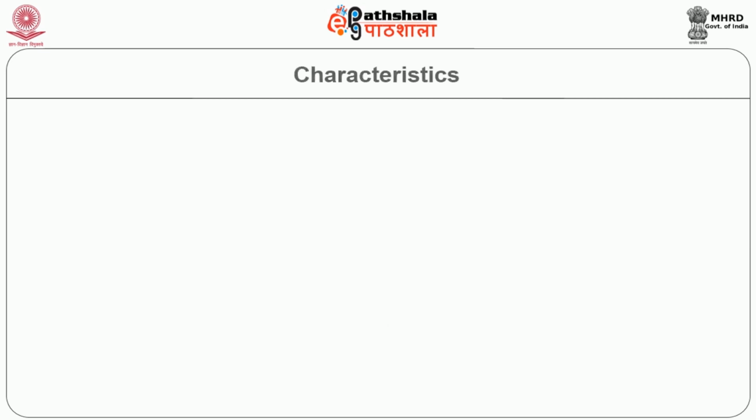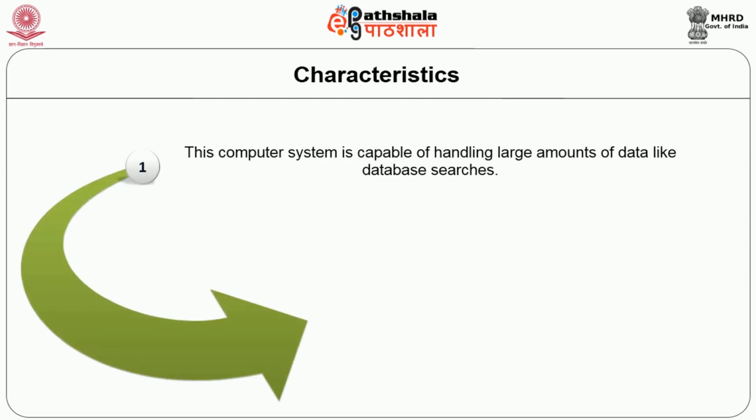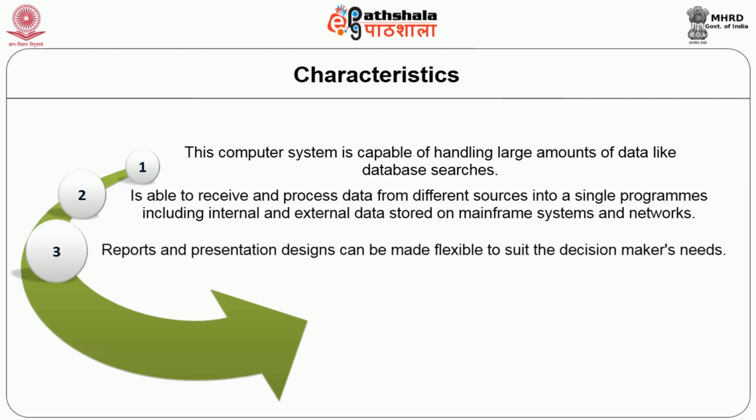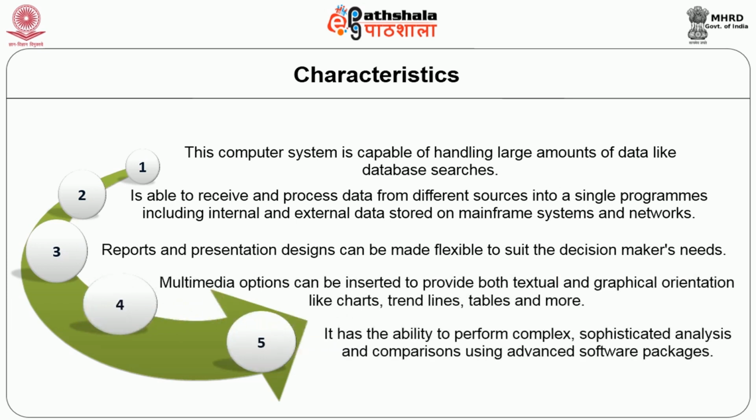The next thing that we need to look at is the characteristics of the decision support system. This is a computer system capable of handling large amounts of data. The computer system is able to receive and process data from different sources into a single program, including internal and external data stored on mainframes, systems and networks. Reports and presentation designs can be flexible to suit decision makers' needs. Multimedia options can be inserted. It has the ability to perform complex, sophisticated analysis.